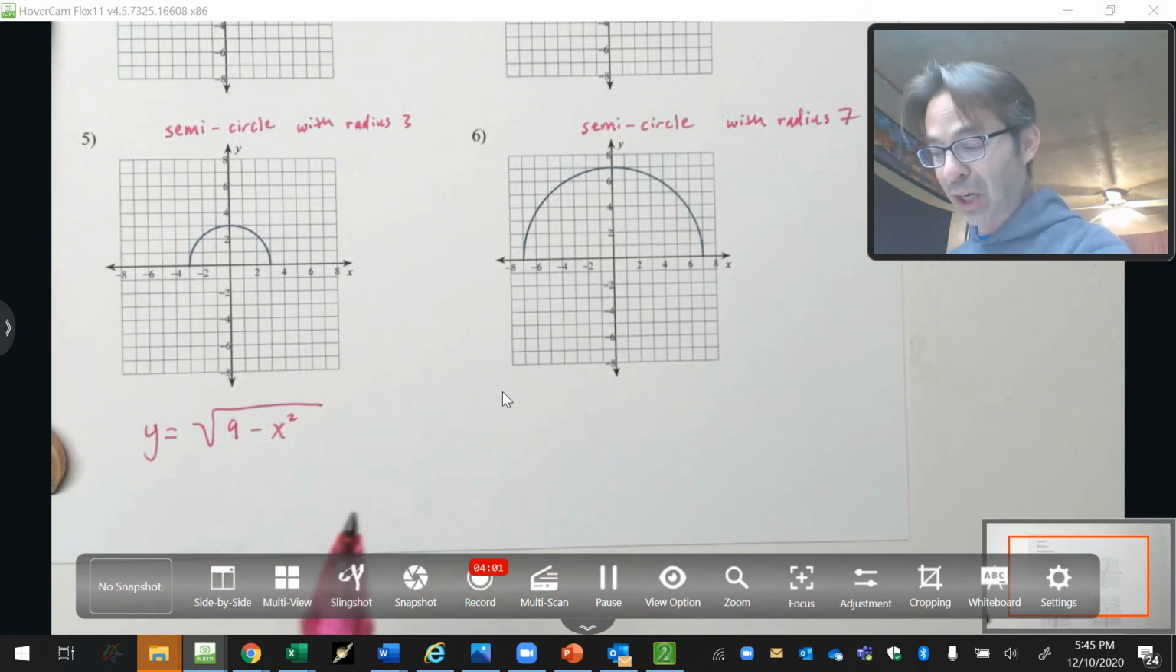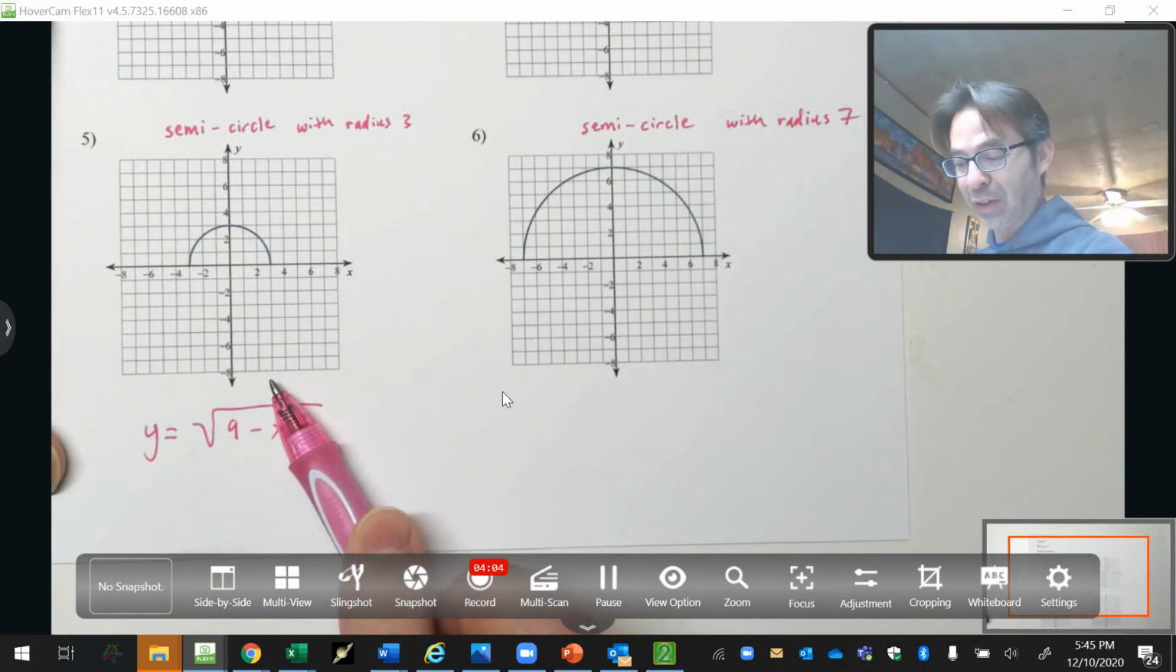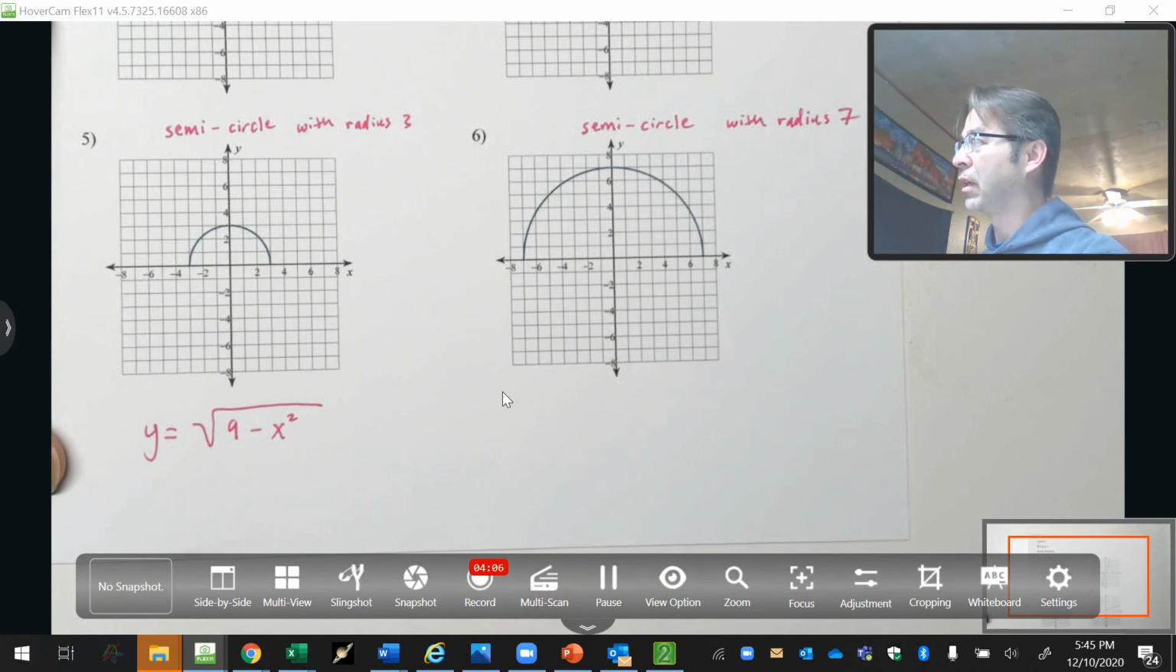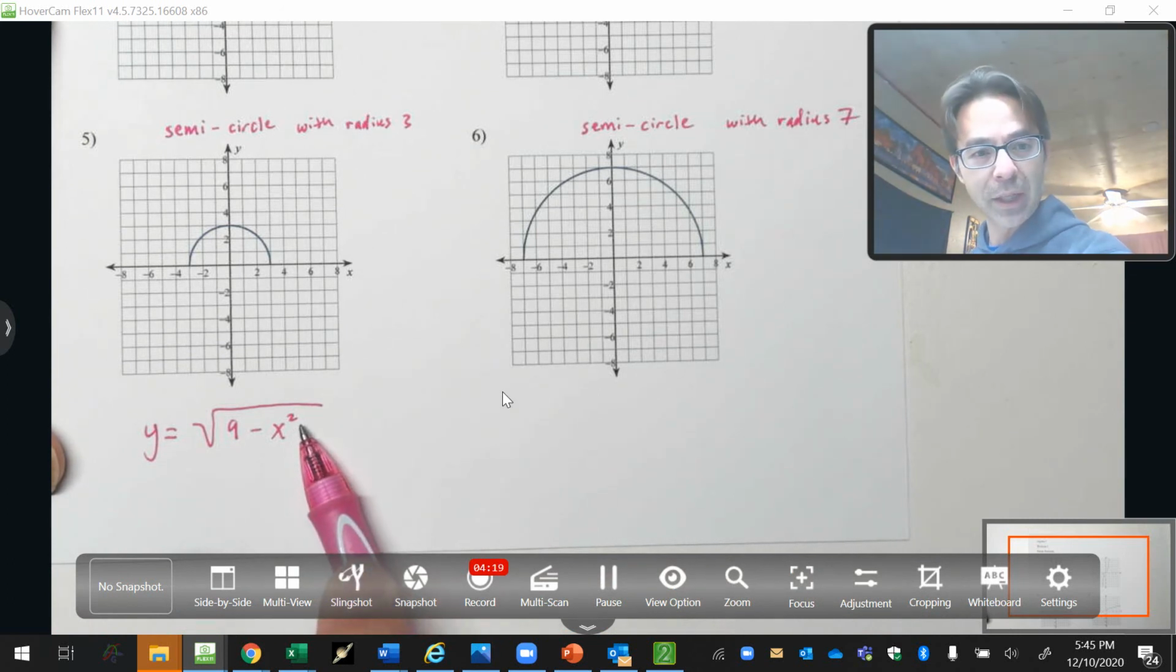Otherwise, some of you saw what happens when you don't have the square. It's actually a square root function that is reflected horizontally and moved up 9 or something like that. So without that square, it actually doesn't make a semicircle.